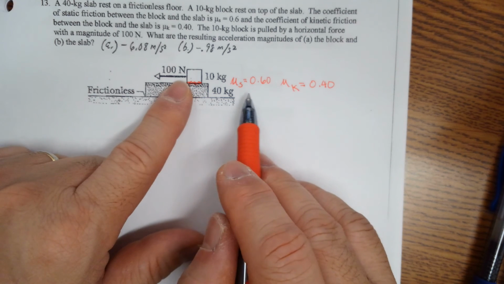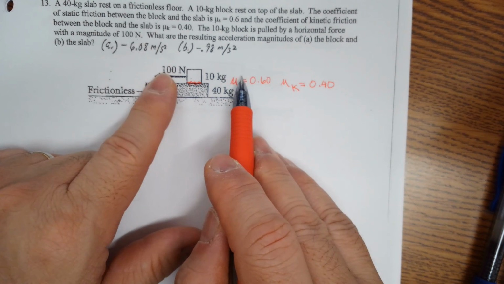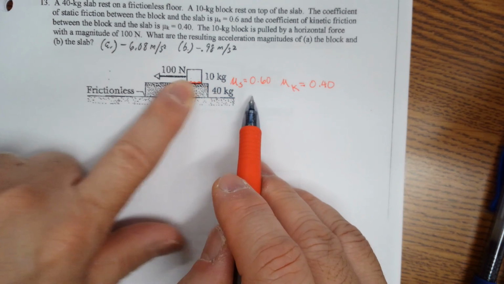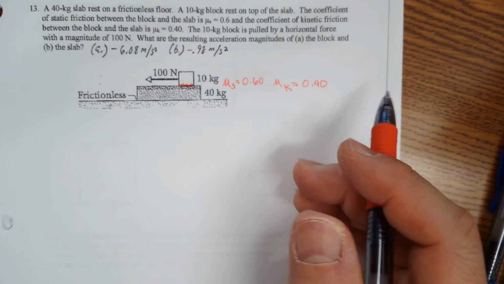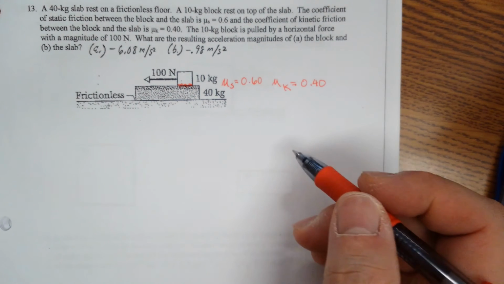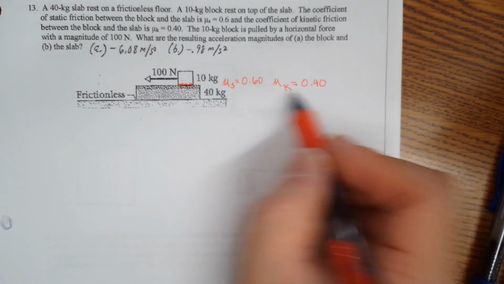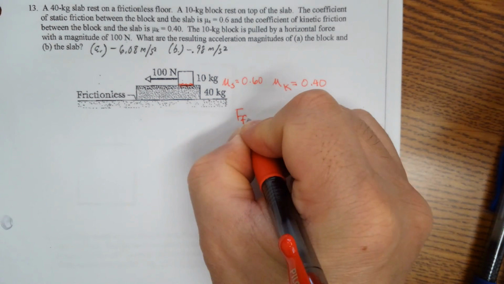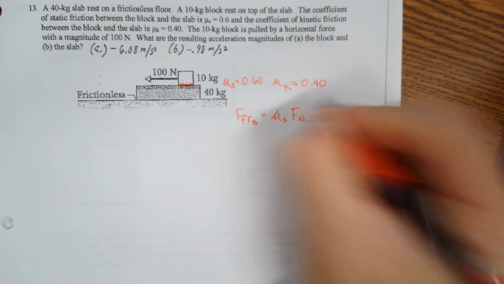However, if the static friction is bigger than 100, then it's going to stay at 100 and it's not going to slide, and it's going to make both of them move together. So I think we should figure out which friction we're going to have to use. So let's calculate the static friction first, which is mu sub s times F normal.